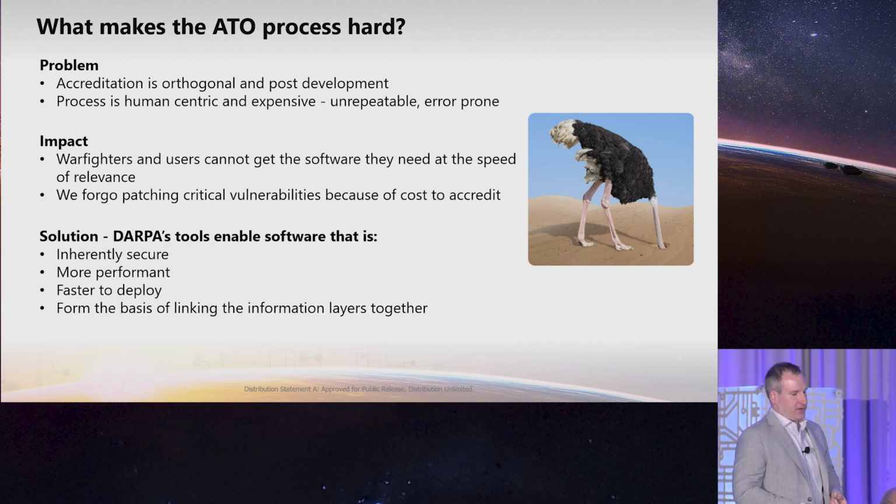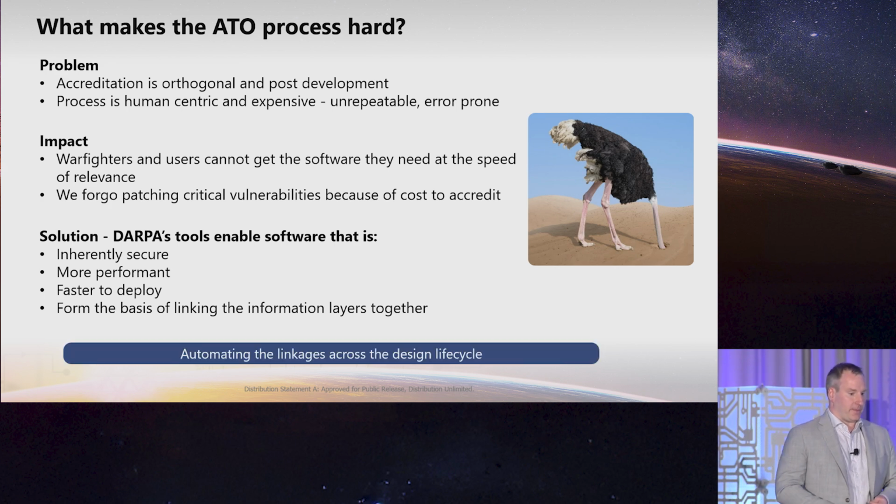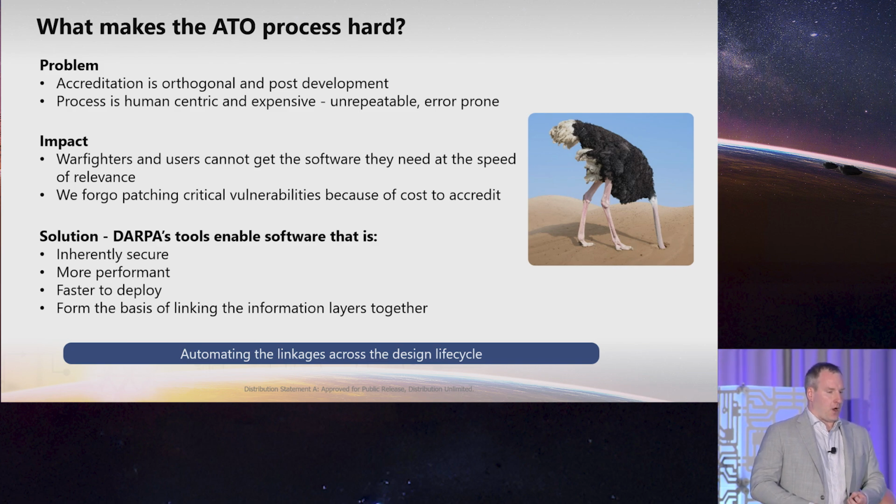DARPA's technologies, with these formal methods capabilities, are inherently more secure. They enable you to develop software, as you heard from Amazon, that's more performant, faster to deploy, and really form the basis of how we build this accreditation process into that. And so that's what I'm going to talk about, and automating this life cycle.